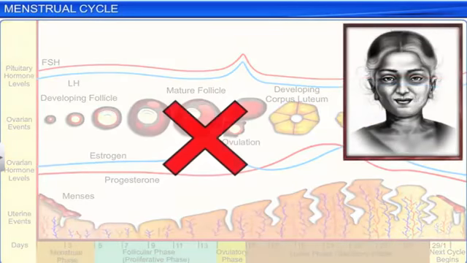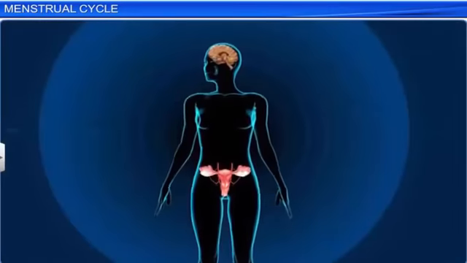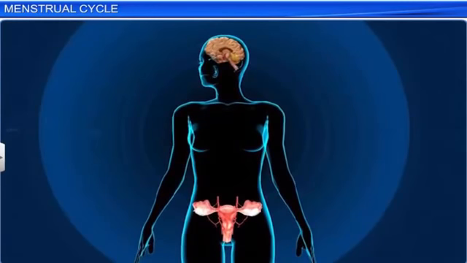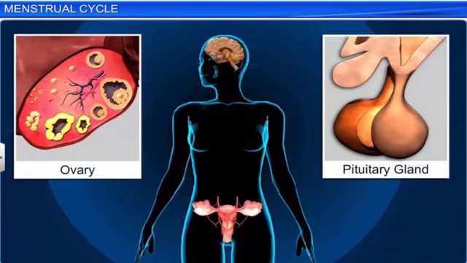Menstrual cycles normally stop once a woman reaches her 50s. This phase is called menopause. The menstrual cycle is an important process in a woman's body, and it consists of 4 phases which are controlled by hormones released by the ovary and the pituitary gland.